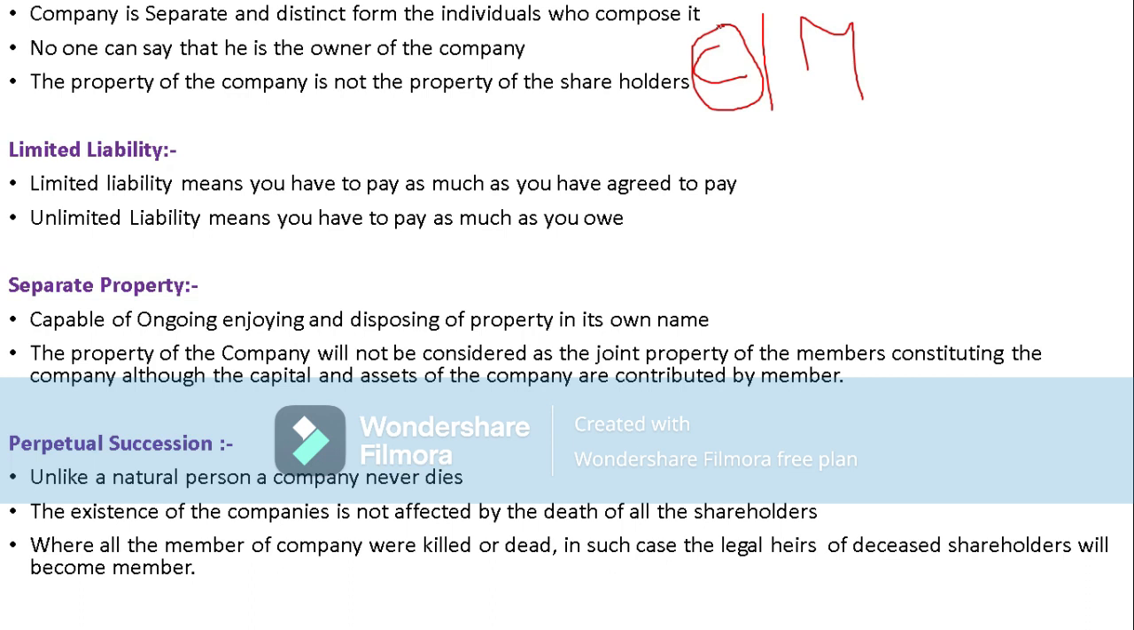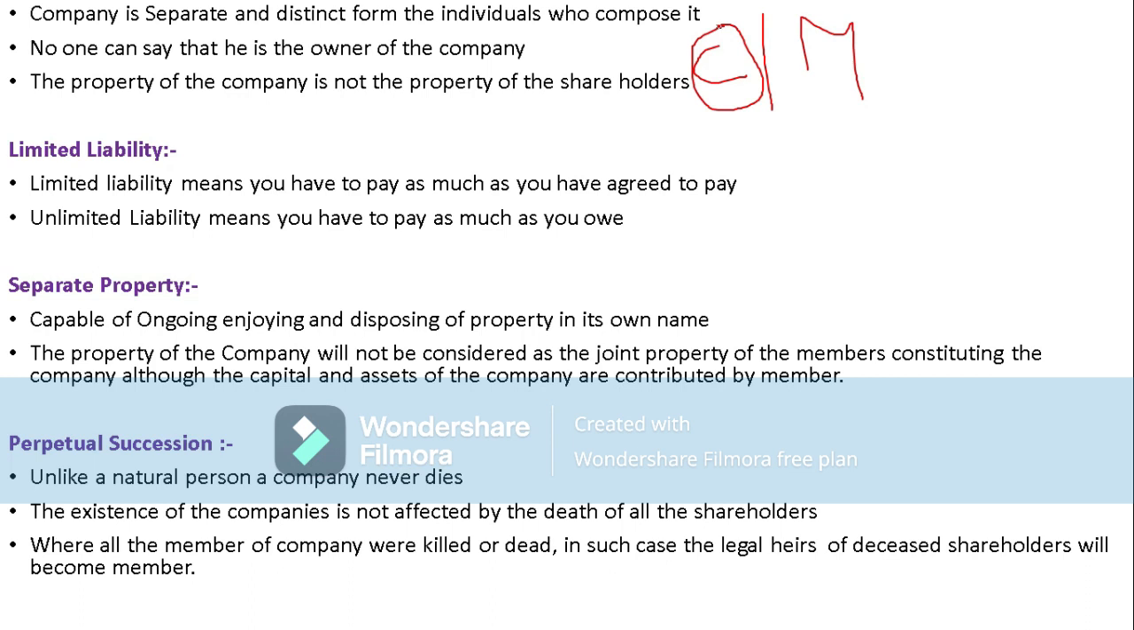Why? Because they said that the company is different from its members. The company is a separate legal entity. From the registration process onwards, the company is different, members are different. It has its own existence, its own personality, its own property, separate and distinct from its members. So we can say that a shareholder cannot be equated with a company, even if he holds virtually the total share capital of the company.